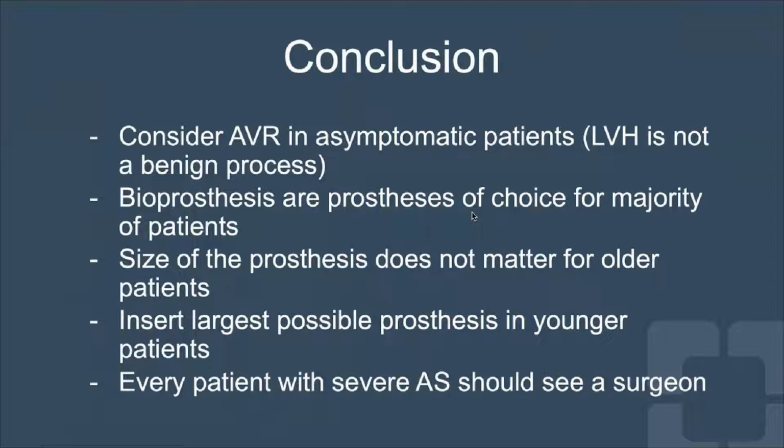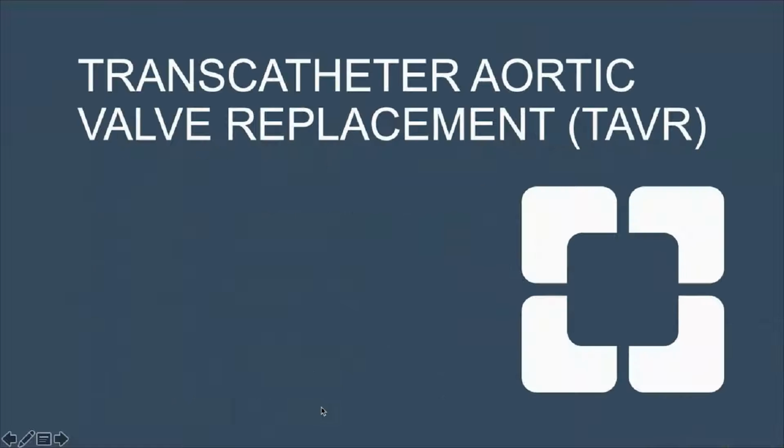So in conclusion, consider aortic valve replacement in asymptomatic patients. Left ventricular hypertrophy is not a benign process, and when this is seen, these patients should go for surgery. Bioprosthetic valves are the prostheses of choice for the majority of patients. The size of the bioprosthesis does not tend to matter for older patients, but in younger patients, you want to put in as large a bioprosthetic as you can, often requiring root enlargement. And every patient with severe aortic stenosis should see a surgeon.